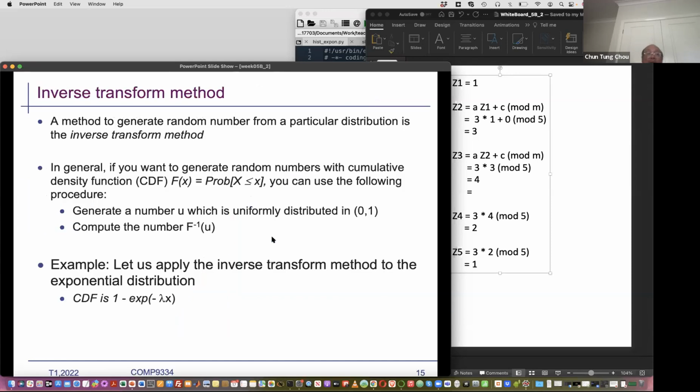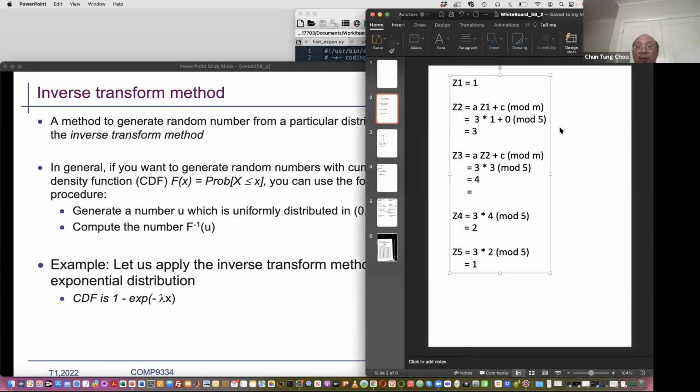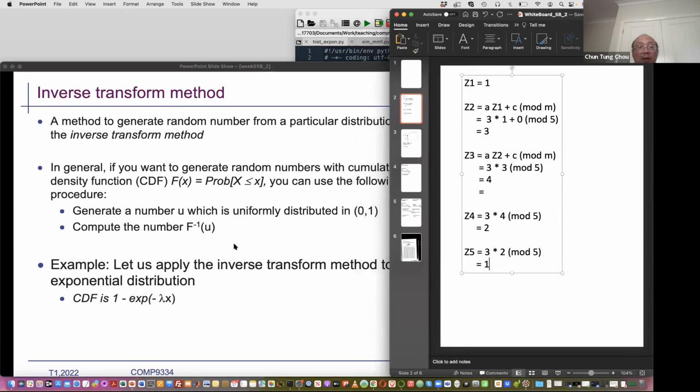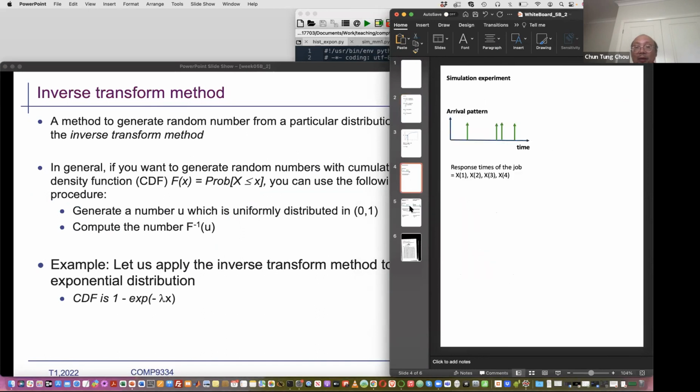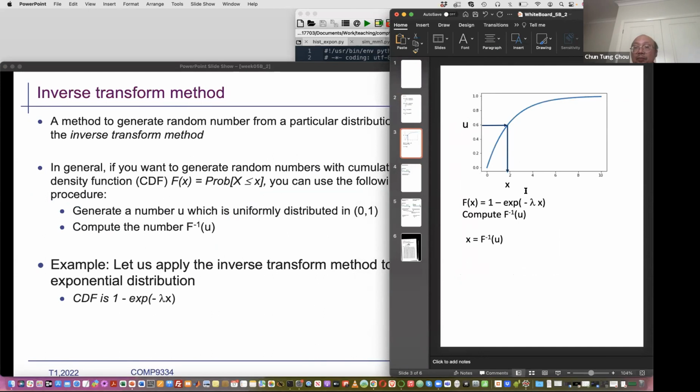Now, let's apply the inverse transform method to the exponential distribution. The exponential distribution has a CDF of 1 minus exponential of minus lambda x. The cumulative probability density is given by this curve. So fx is 1 minus exponential minus lambda x. And what we want to do is compute f inverse of U. Let's just say this is U. X is actually the f inverse of U, found by drawing the horizontal line and then dropping the vertical line down.